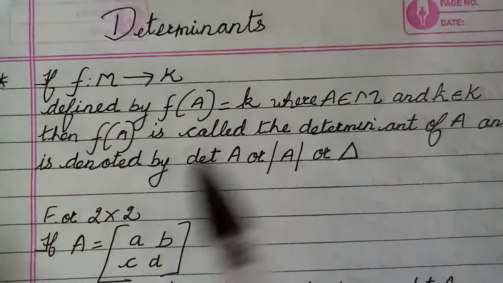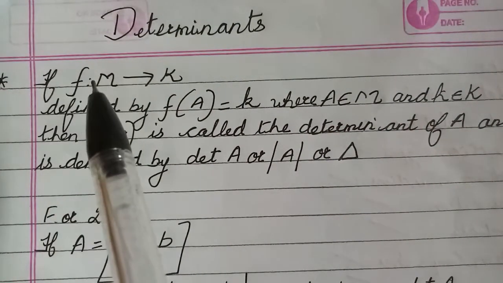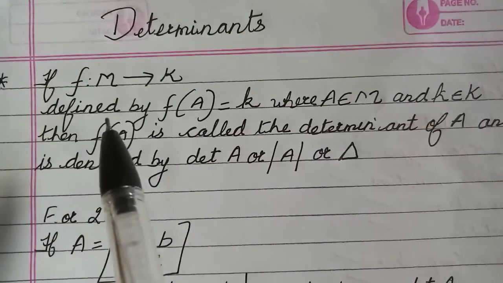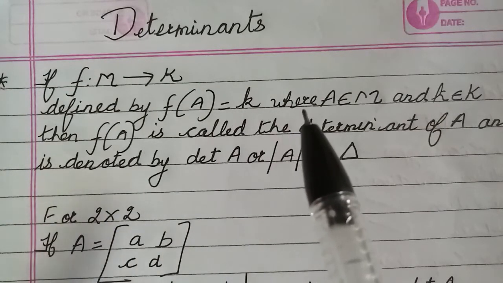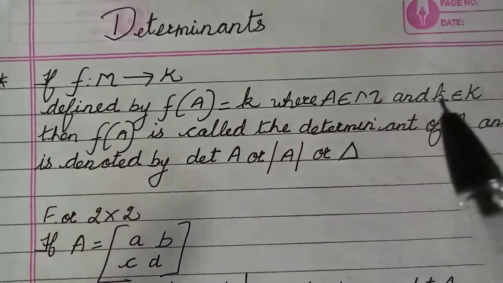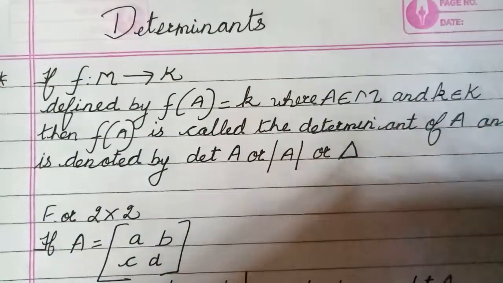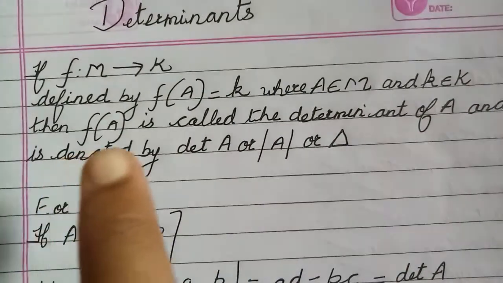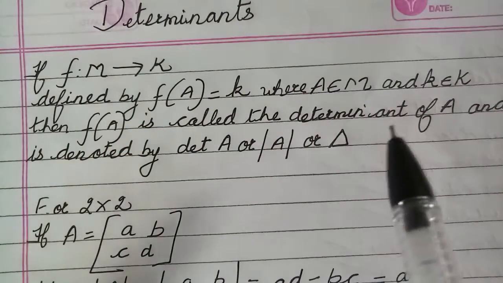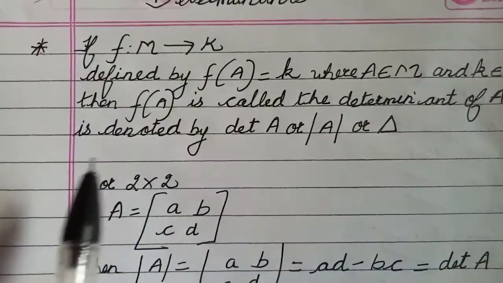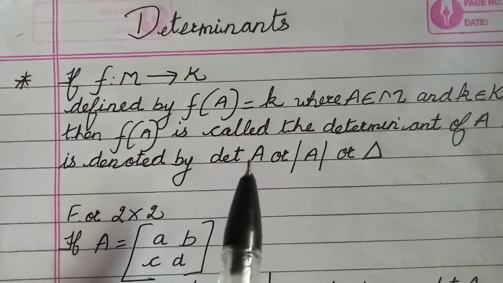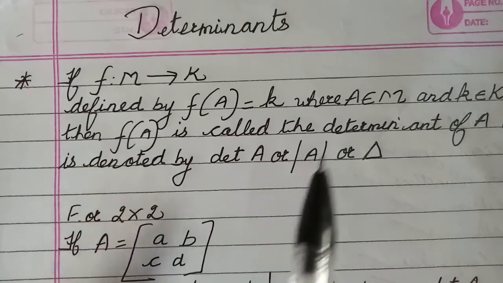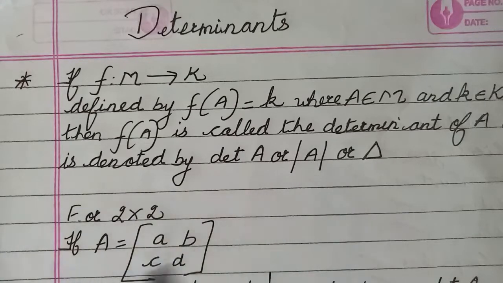So let's see. If f is a function from M to K defined by f of A equal to k, small k, where A belongs to M and k belongs to capital K, then f of A is called the determinant of A and is denoted by det of A, or modulus of A, or it is written by triangle.